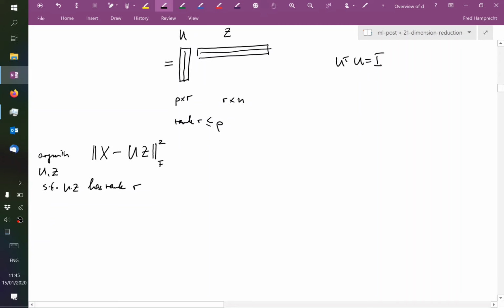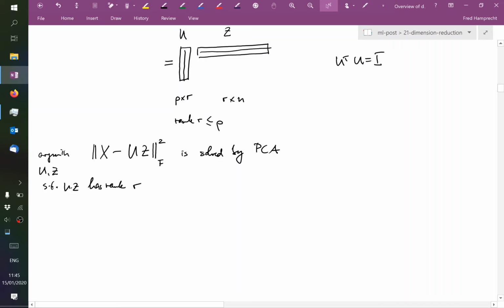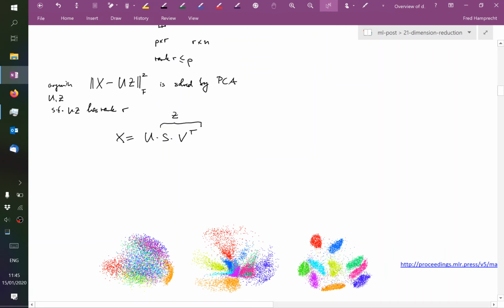And now I've been mentioning this singular value decomposition. And the singular value decomposition says that any matrix X can always be decomposed in this sort of style that I've used here, where S times V transpose is what I've previously called Z.